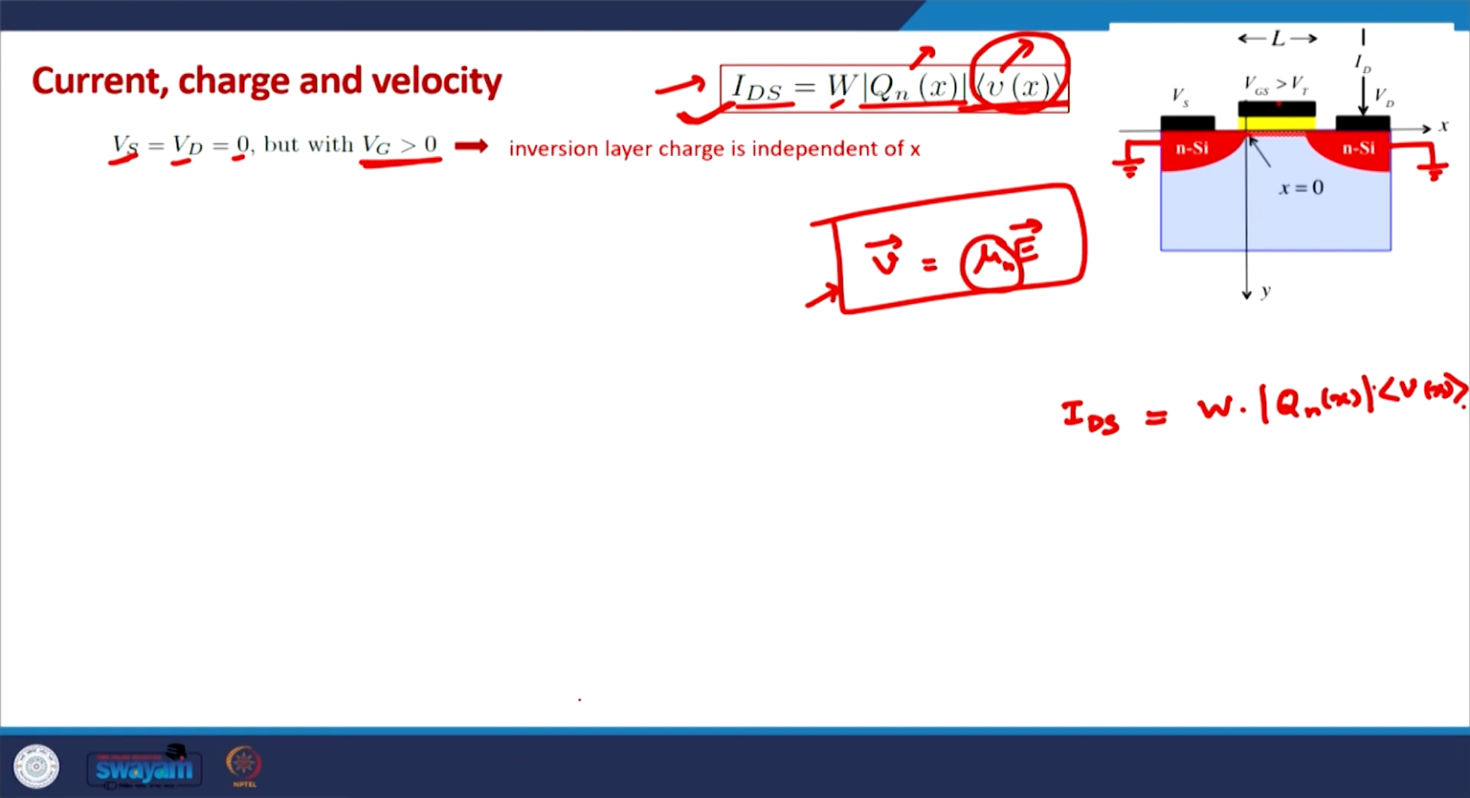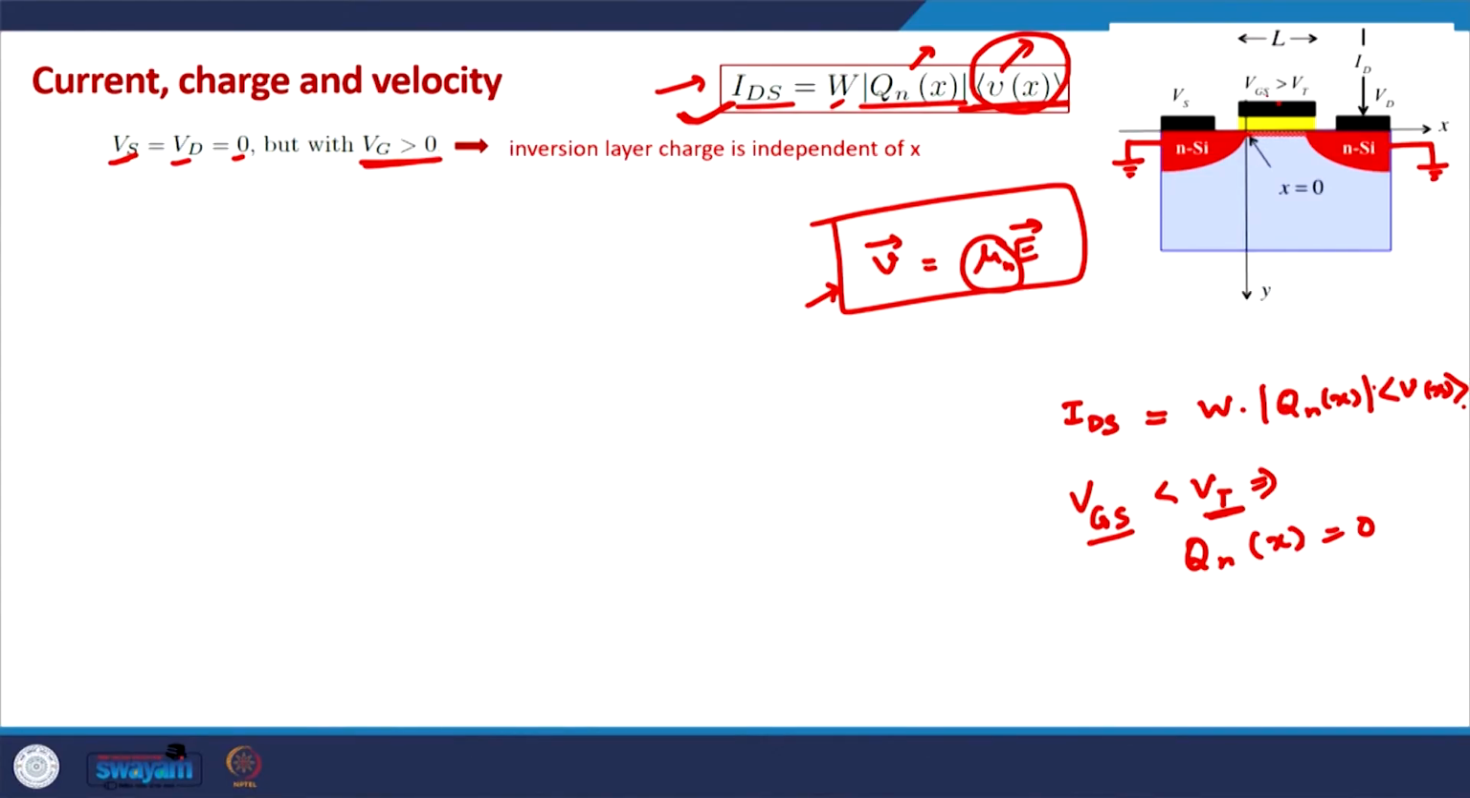And generally it is presumed that for VGS less than VT, the charge in the channel is 0, and the charge starts appearing when the gate voltage is slightly higher. As soon as the gate voltage is slightly higher than the threshold voltage, the charge appears at voltages higher than the threshold voltage. Okay.